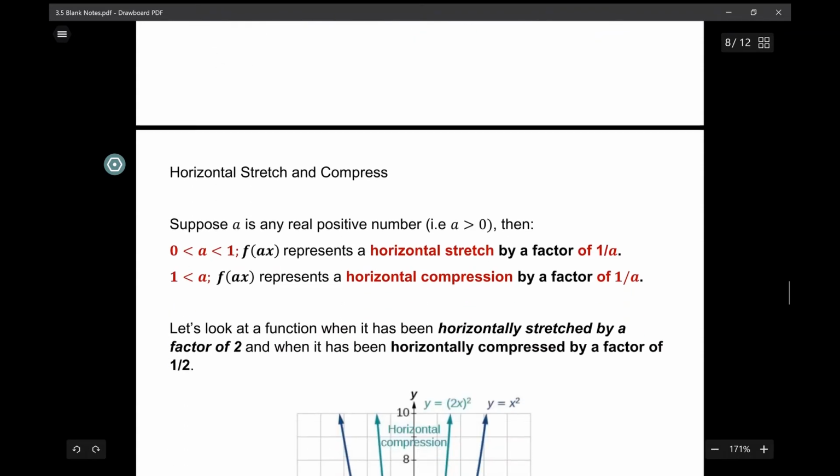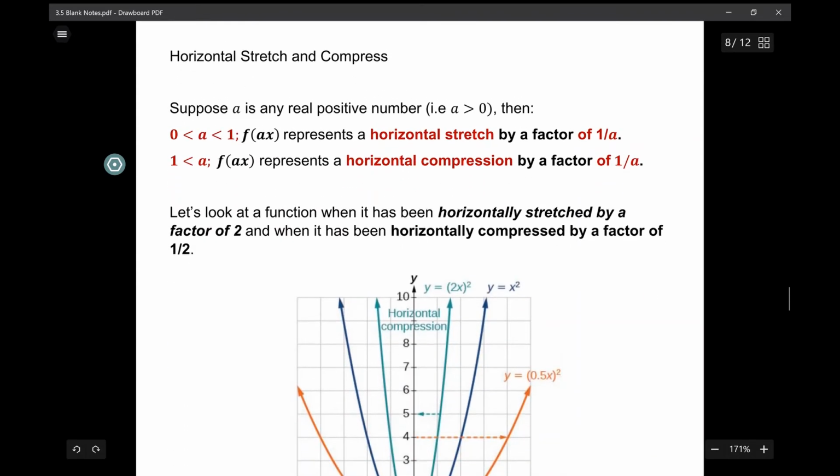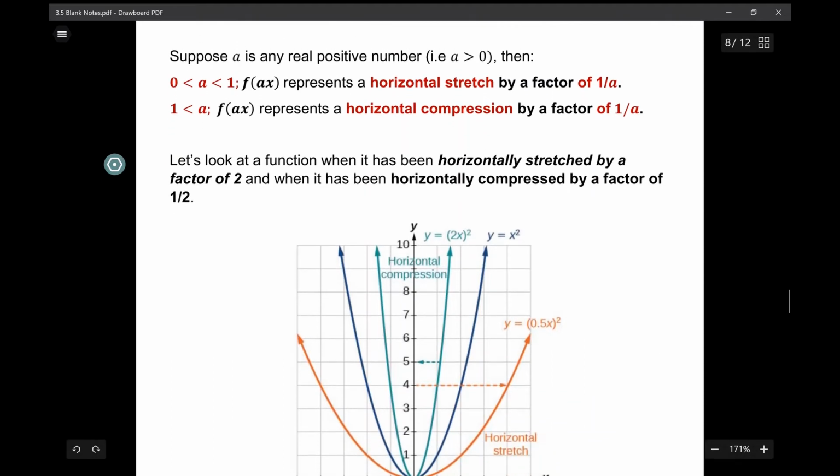All right, let's talk about horizontal stretching and compression. And just like shifting and translating, if it happens on the outside of the function, it's vertical, and if it happens on the inside of the function, it's horizontal. If you multiply by a, and a is a fraction, we're going to stretch by a factor of 1 over a, and we're going to compress if it's a number larger than 1. So let's go ahead and see what that looks like.